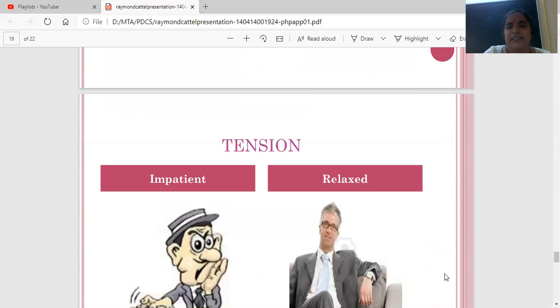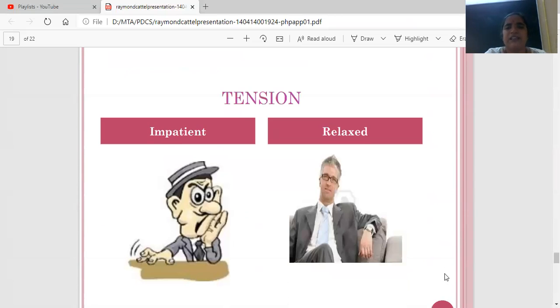Next is tension. Tension in the sense of whether you are impatient or relaxed. If you are a person who is spontaneous and reacts every now and then, you will be impatient, because whenever you are spontaneous, you react immediately. It means you can't handle your emotions, and so the reason is you are impatient.